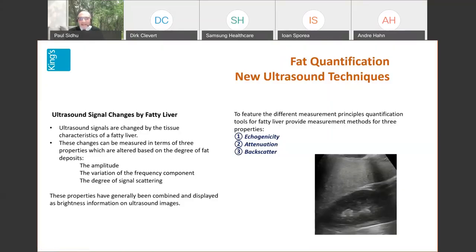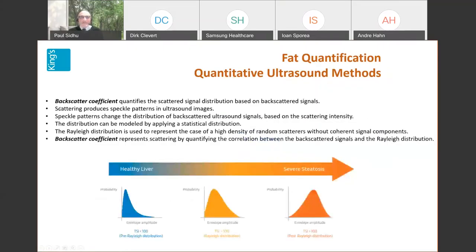That produces a quantification for the amount of fat contained in the liver. If we look at backscatter coefficient, which is something that's been around for quite some time, this quantifies the scattered signal distribution based on backscattered signals. Scattering produces speckle in the ultrasound images, and the speckle pattern gives you an intensity of the scattering.